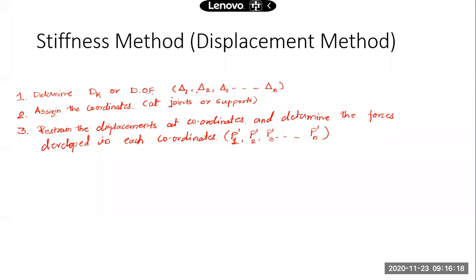Now you are restraining these displacements. You are making them zero. You are considering the end conditions to be restrained over there. After doing that, what forces are developed in the coordinates? If I determine them, these are those forces P1 dash, P2 dash up to Pn dash. Now this is what we have up to here.